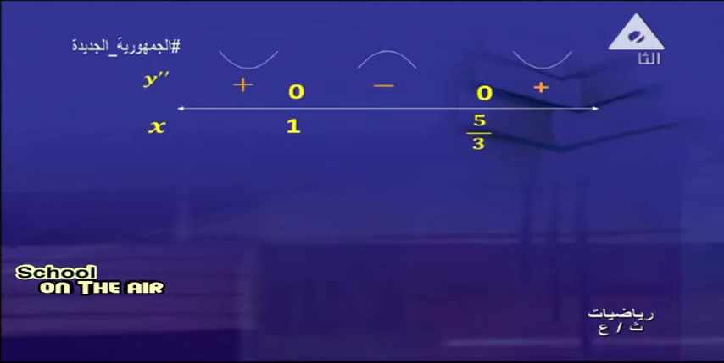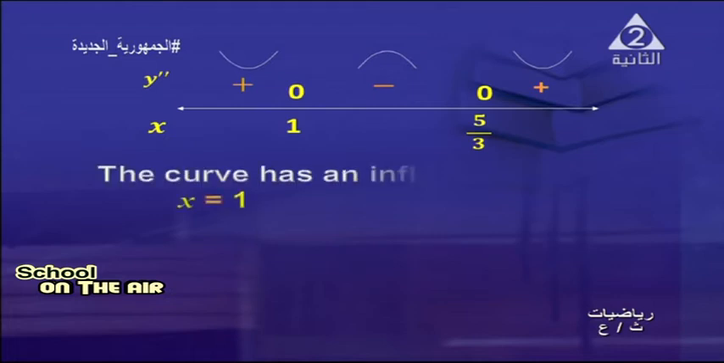In the number line, we discuss the intervals of convex up and down. In the open interval negative infinity and 1, the sign of y double dash is positive, then the function is convex downward. In the open interval 1 and 5 over 3, the sign of y double dash is negative, then the function is convex upward. And in the open interval 5 over 3 and infinity, the sign of y double dash is positive, then the function is convex downward.